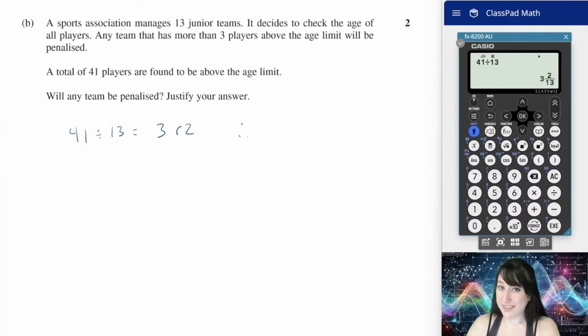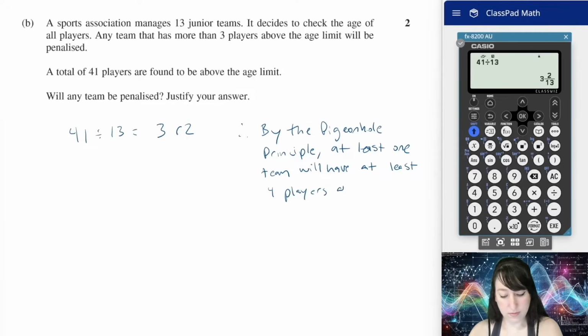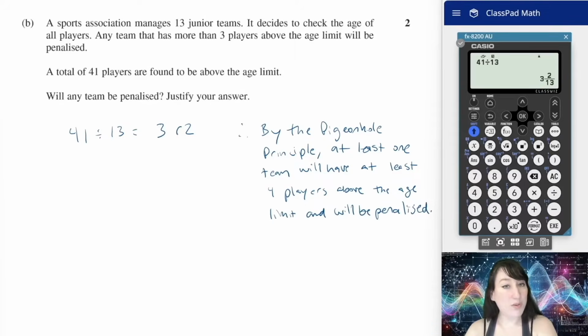Don't forget to cite the pigeonhole principle. So you could write something like, by the pigeonhole principle, at least one team will have at least 4 players above the age limit and will be penalized.